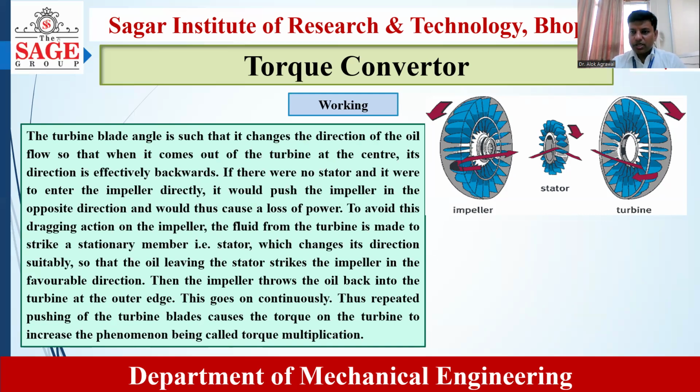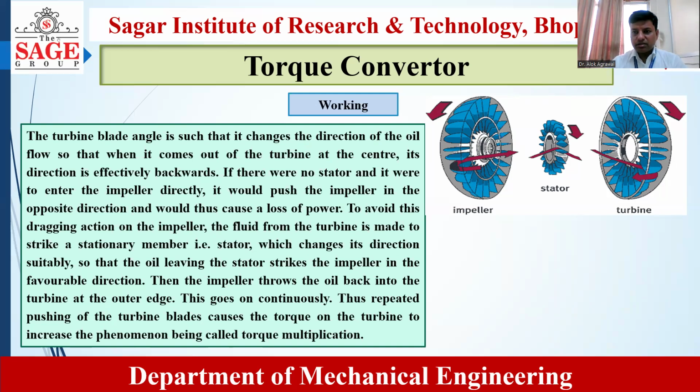In a fluid coupling, this stator, this stationary component, is not there. So the fluid starts from the turbine center and strikes the impeller. When this happens, the fluid strikes the impeller blade in the opposite direction, which tends to reduce the speed.